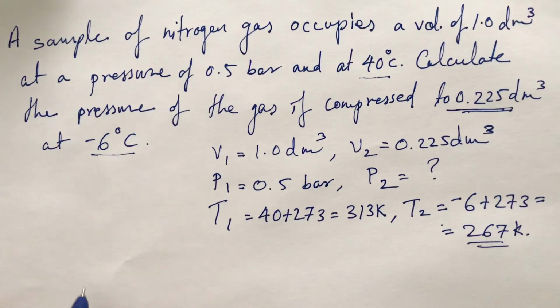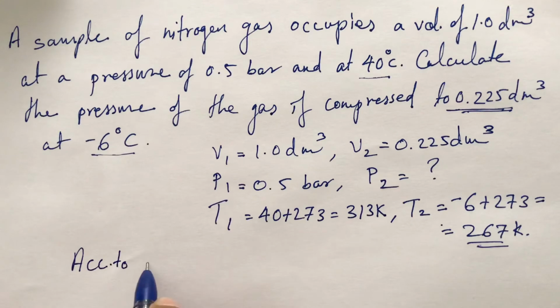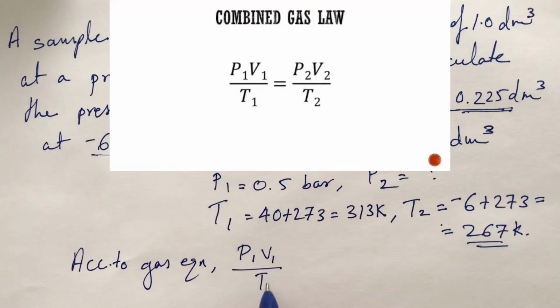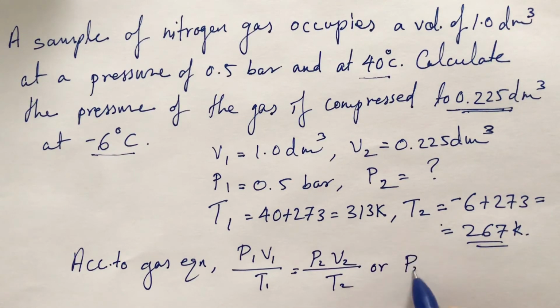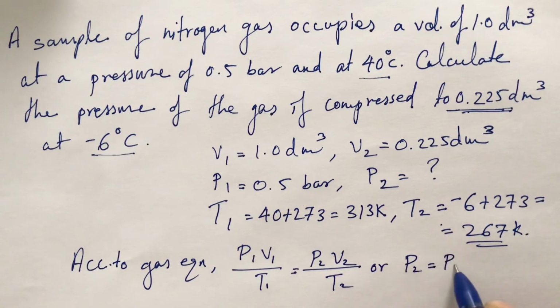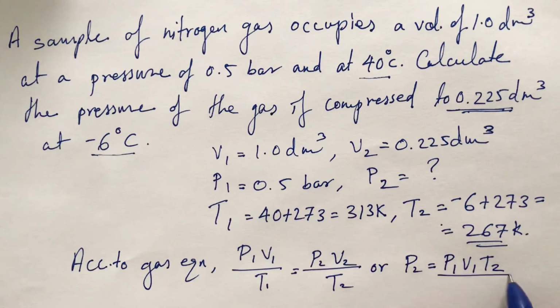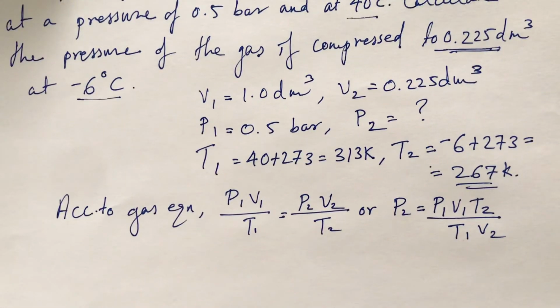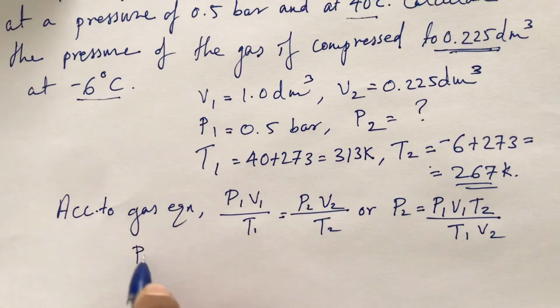Now according to our gas equation, P1 V1 by T1 is equal to P2 V2 divided by T2, or P2 is equal to P1 V1 into T2 divided by T1 V2. What we have to find out here is P2.